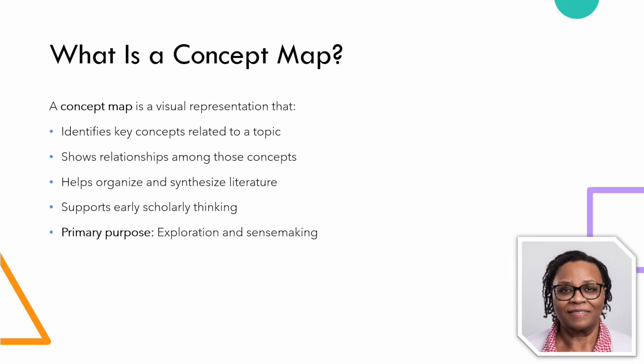A concept map is a visual representation of how you currently understand a topic. It allows you to identify key concepts, explore how they relate to one another, and synthesize what the literature is telling you. At this stage, the goal is exploration. You are making your thinking visible, not perfect. Concept maps are flexible, iterative, and developmental.